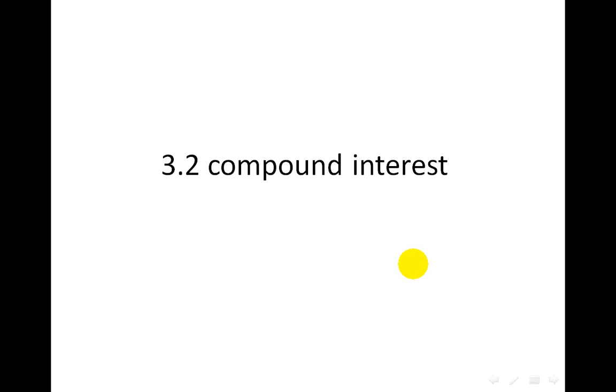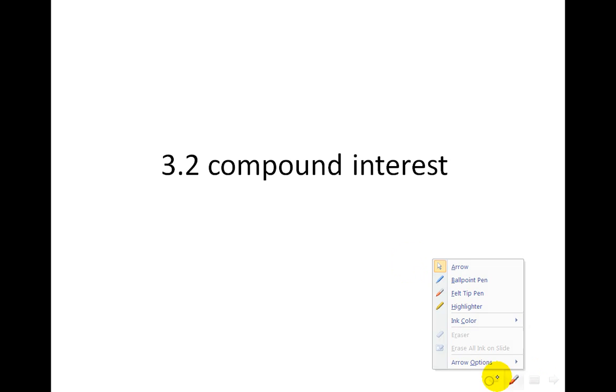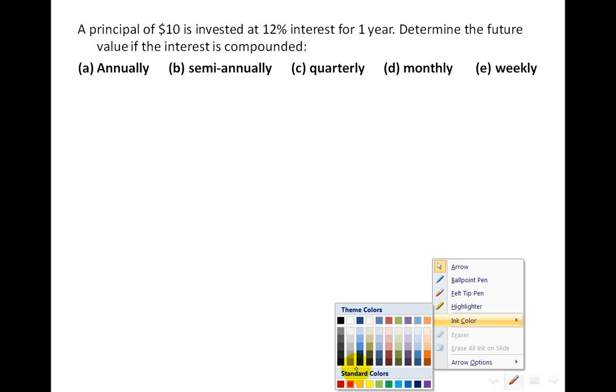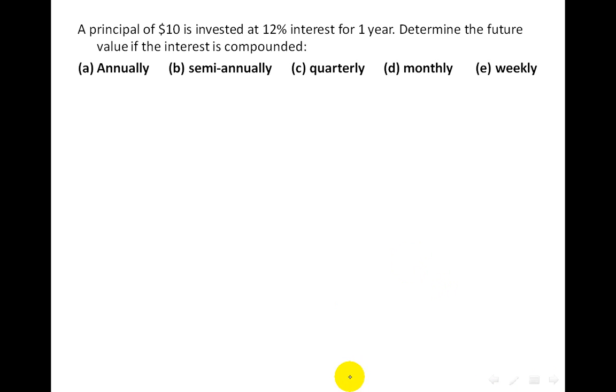Hello, still we're talking about 3.2 compound interest. If you remember in the previous examples, the interest was always compounded annually. Now there will be a difference.